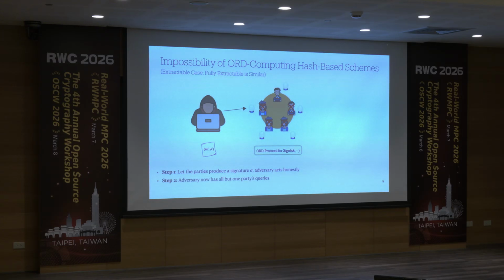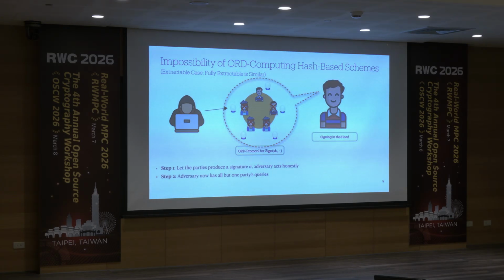Using this, the adversary's goal is, of course, to produce a new signature for a message of its choice. So now the adversary has access to all these parties' queries. What the adversary can do is view this distributed signing protocol as basically a regular signing protocol occurring inside somebody's head, and the adversary has access to all but one of the parties' queries that were made during this.